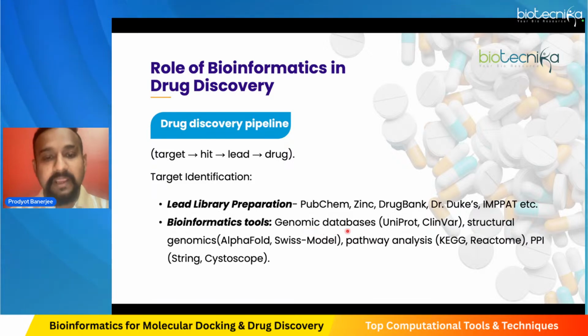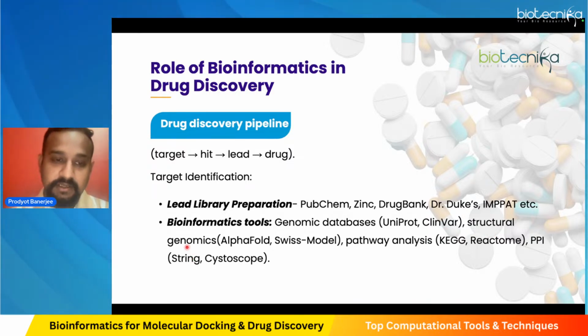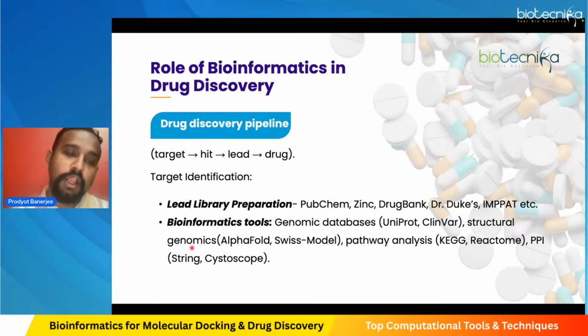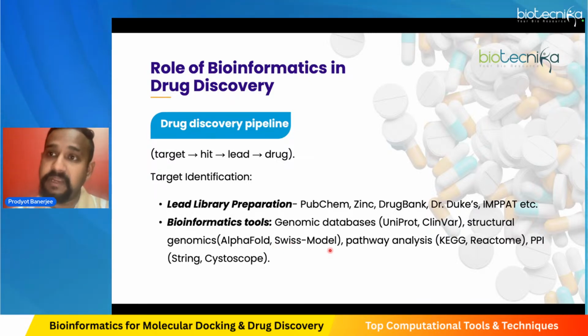Then you have bioinformatic tools, like for genomic variant analysis. You can use UniProt, ClinVar, ClinGen, then dbSNP, for identifying SNPs and all. Then structural genomics: if you have to model a particular protein, you can utilize AlphaFold or Swiss-Model if the protein structure is not available in the PDB or UniProt. For your structure-based drug designing you require those, so you can model them using these tools.